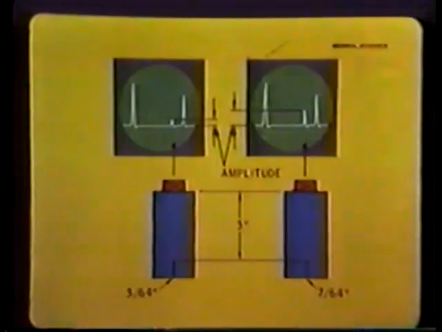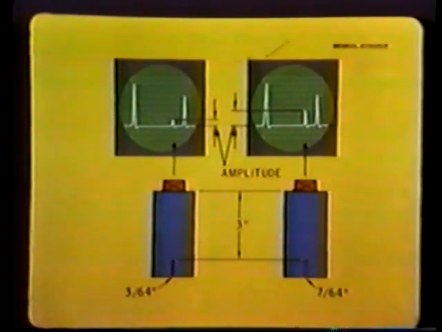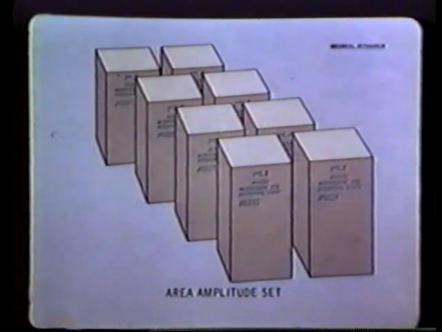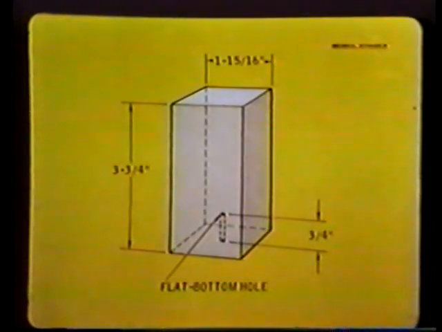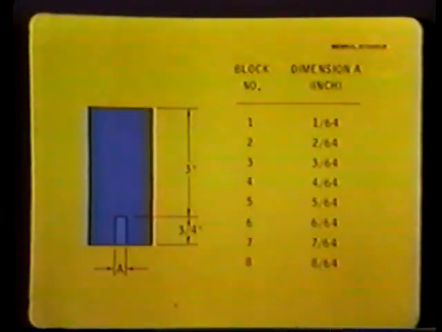Many test blocks come in sets designed with a specific purpose in mind. Some provide area amplitude standards and are used to establish sensitivity or reference levels for different size discontinuities found at the same depth. A typical set is the Alcoa Series A ultrasonic references. 8 blocks comprise the set, each measuring 3 3/4 inches long by 1 15/16 inches square. A 3/4 inch deep flat bottom hole is drilled in one end. Each has the same metal distance, 3 inches.